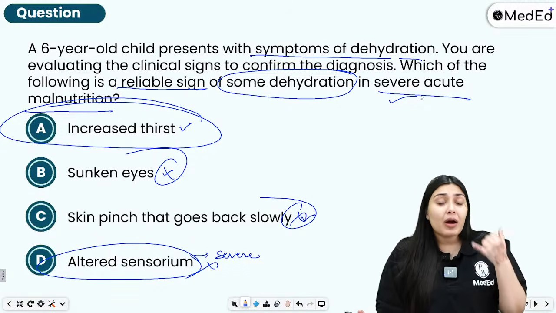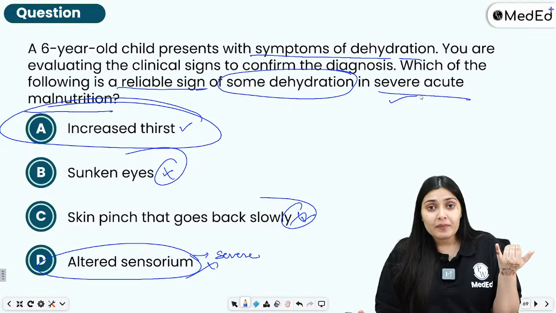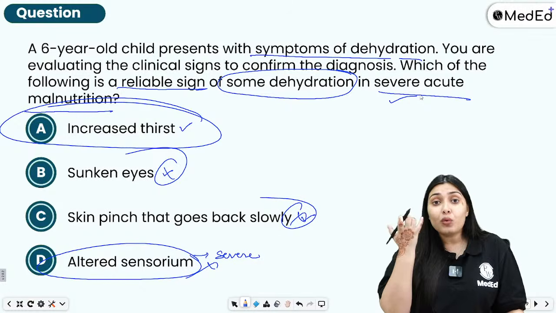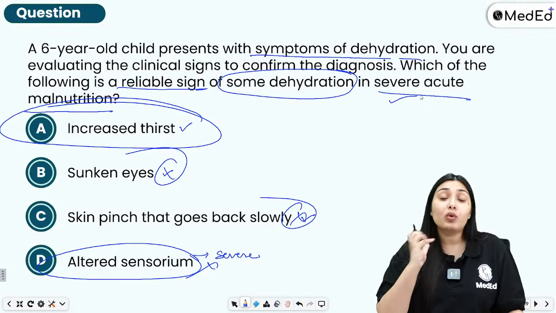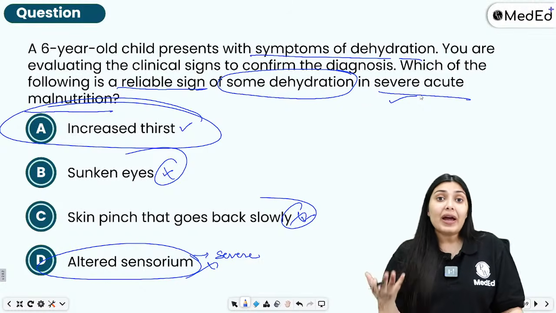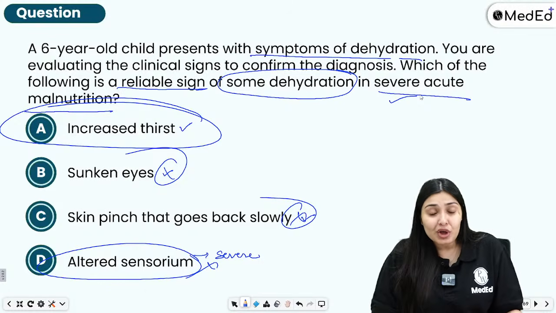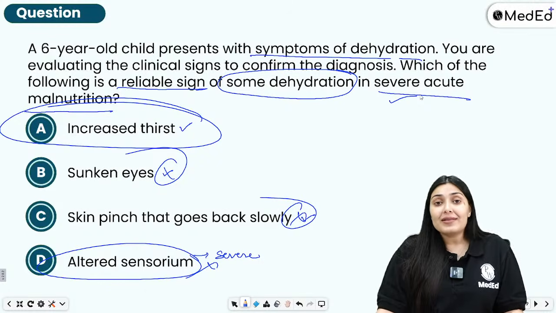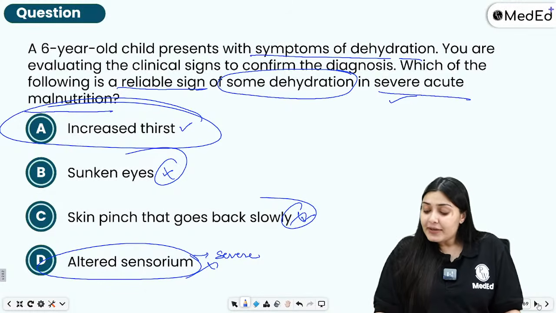Another reliable marker would be checking the mucosal moisture. We check whether the oral mucosa is moist or not. Gently insinuate your finger and check the oral mucosa. If it is dry, it is some dehydration. If it is very dry, it's severe dehydration. So here the most appropriate answer is going to be increased thirst in a severely acute malnourished child. Right?